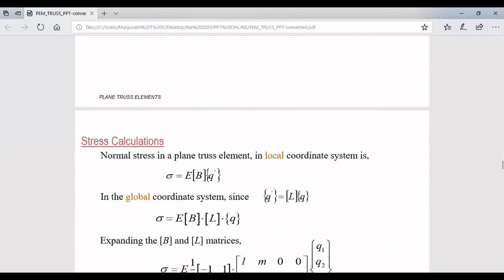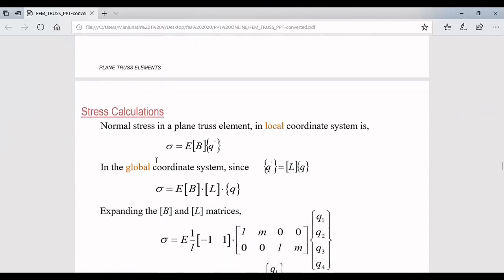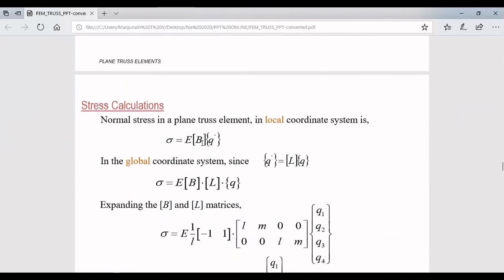Now, how to calculate stress? How to obtain the stress equations for the truss element? Consider normal stress. From Hooke's law, E is equal to sigma by epsilon, then sigma is equal to E into epsilon. Epsilon is nothing but B Q dash in the local coordinate system, where B is the strain matrix and Q dash is the nodal displacements in local coordinates.